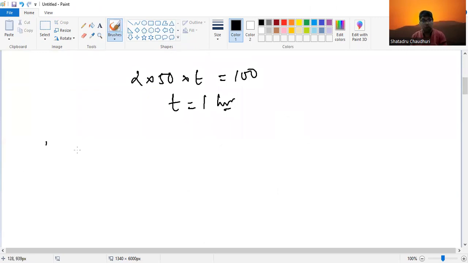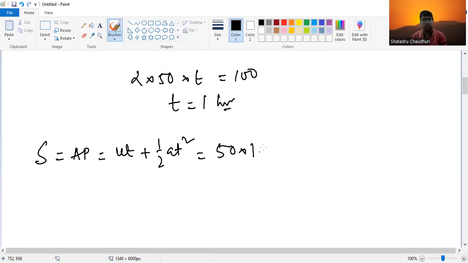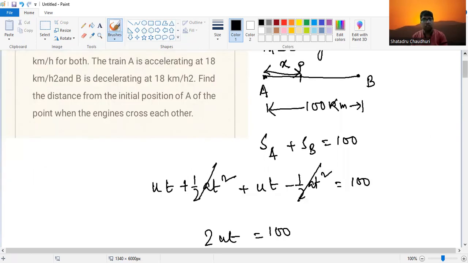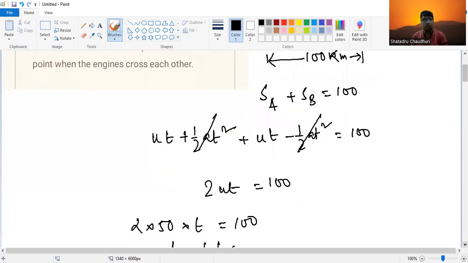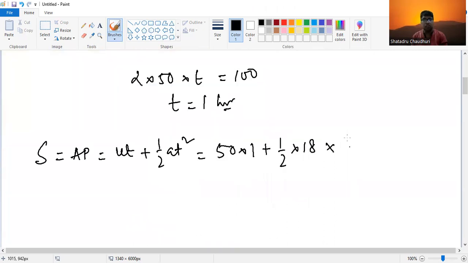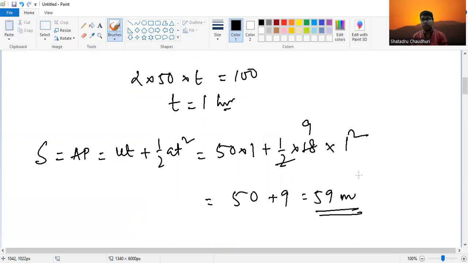Now S equals AP, which is equal to UT plus half AT square. So it will be 50 into 1 plus half into the acceleration given, 18 km per hour square. So 18 into t square, which is 1 square, it will be 9. So 50 plus 9, that is 59. Both the trains met when train A was 59 km from its starting position. So this is another problem.